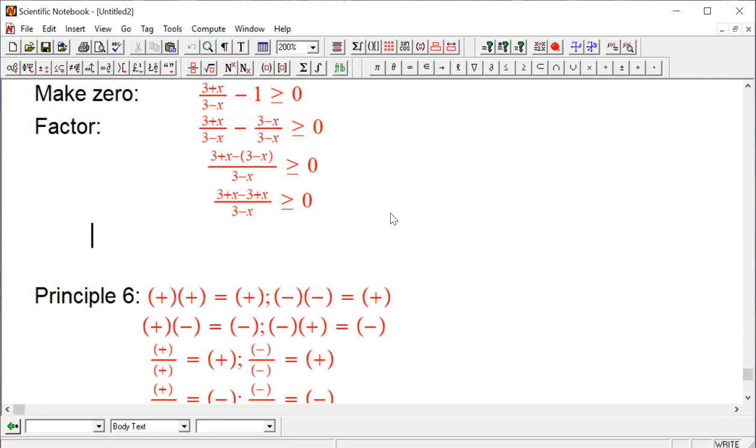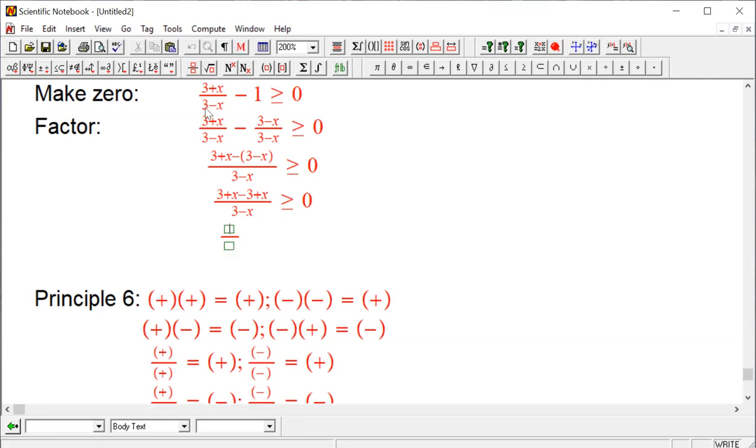And when we simplify the top, we can see 3 and negative 3 make 0. x plus x, that's going to be 2x. And the denominator is 3 minus x. So that's at least 0.